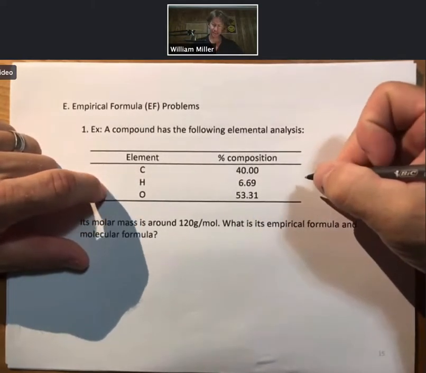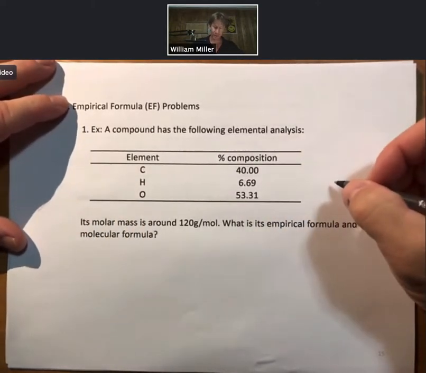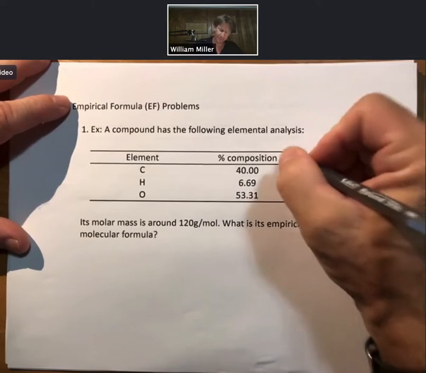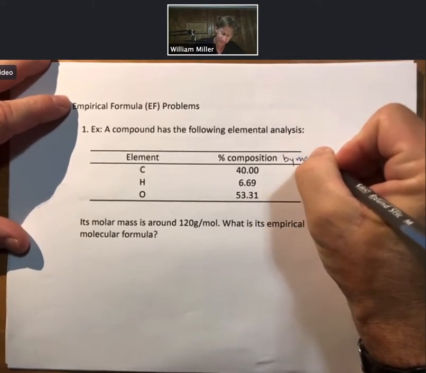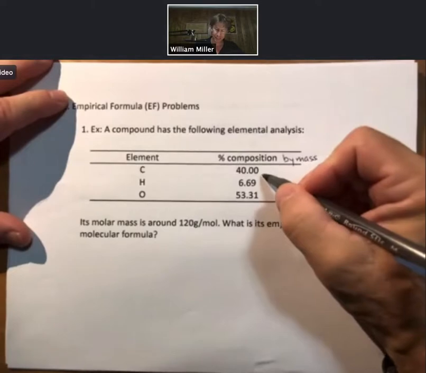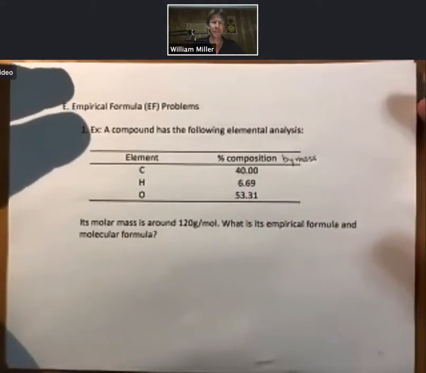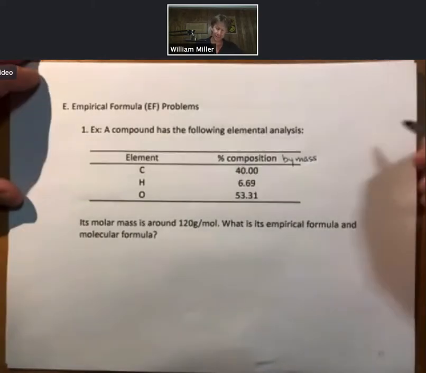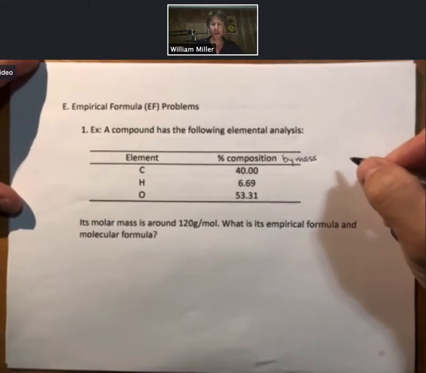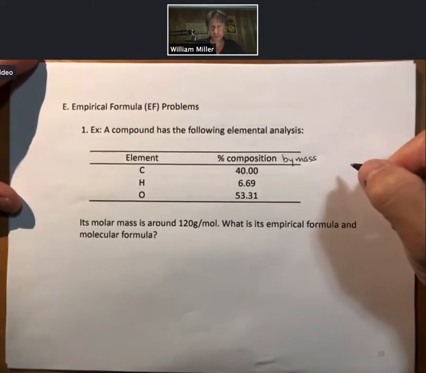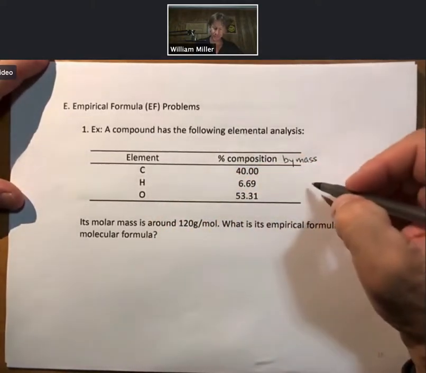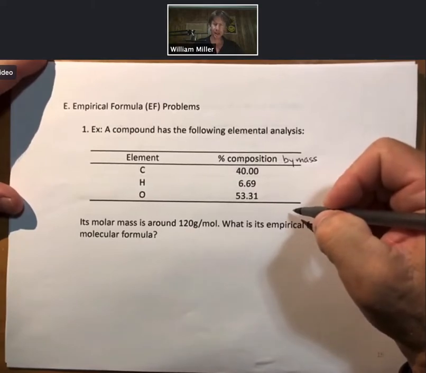And composition, 40.00%, 6.69%, and 53.31% respectively. And just like in the last video, this is percent composition by mass. What that means is, if we turn the definition of percent composition by mass on its head, out of every 100 grams, 40.00 grams will be carbon, and the other two percents for hydrogen and oxygen.